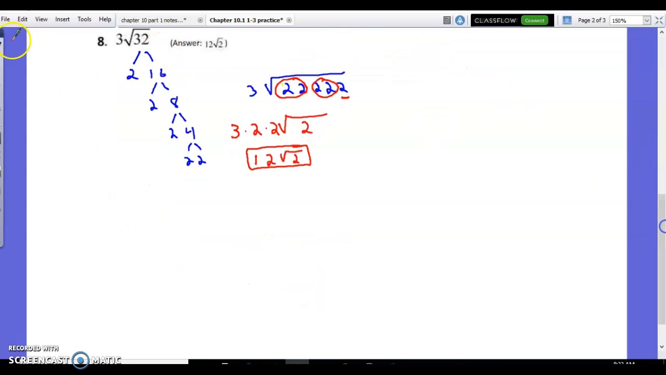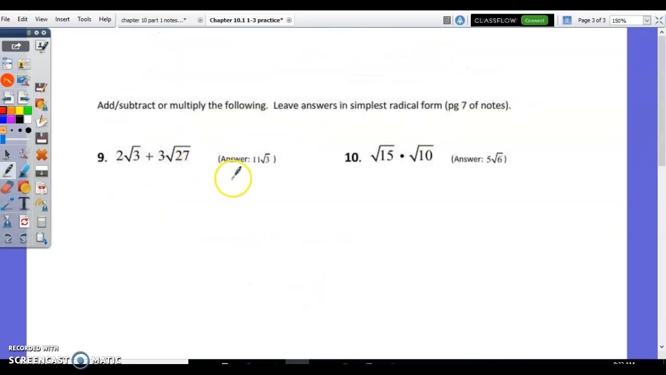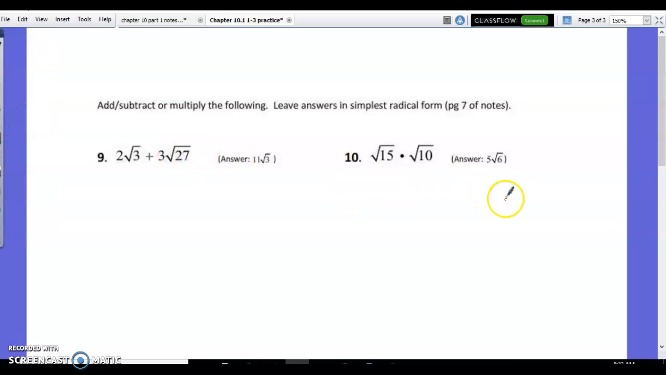All right, so the final page. Now we have to break down, we're adding or multiplying. So if we are going to add, we have to have a common radicand. So I'm going to break down the 27. We have 3 and 9, 3 and 3. So this breaks down to, here's our pair of 3's that comes out. 3 times 3 with a root 3 left inside, which then becomes 9 root 3.